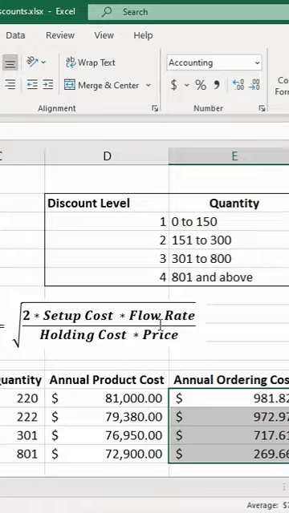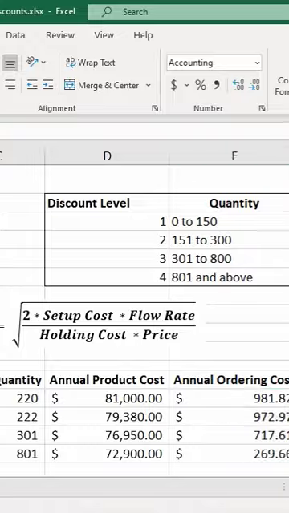Our annual holding cost is half of each order quantity. We assume that we have half of it on hand at any one time, on average, and that will be multiplied by the price of the item. Next, we need to calculate the annual holding cost.